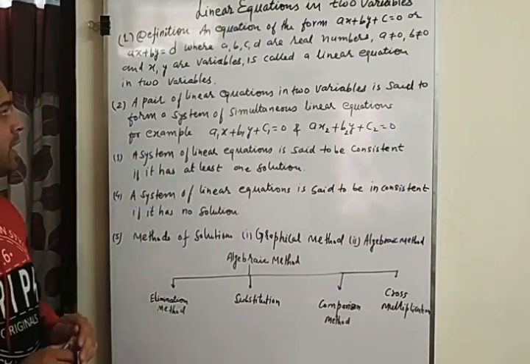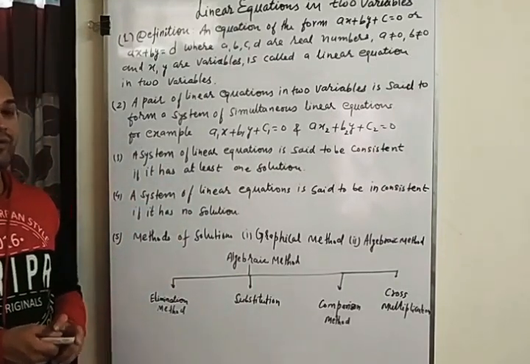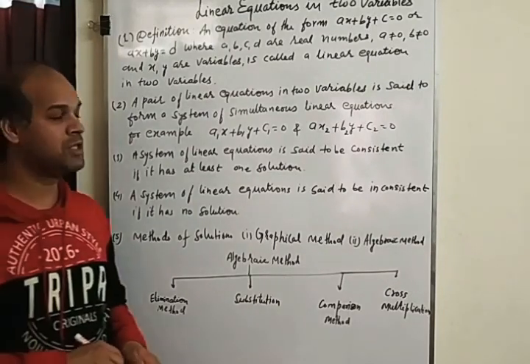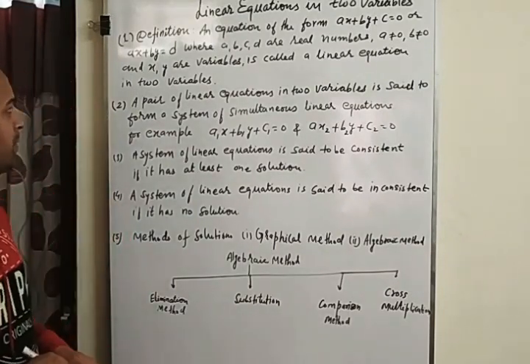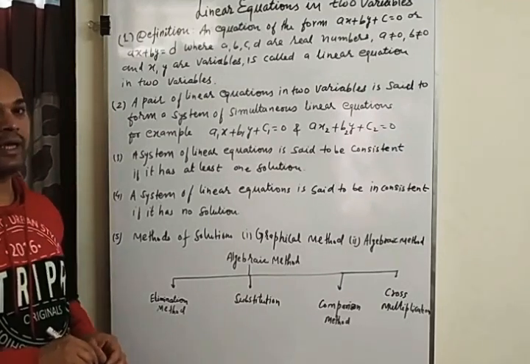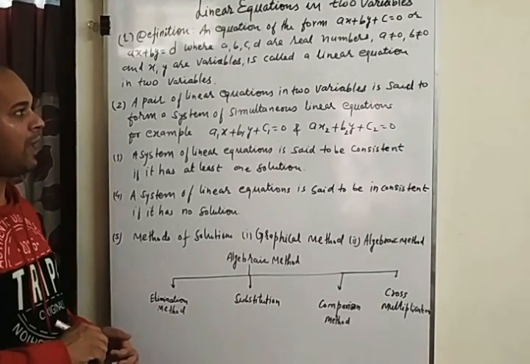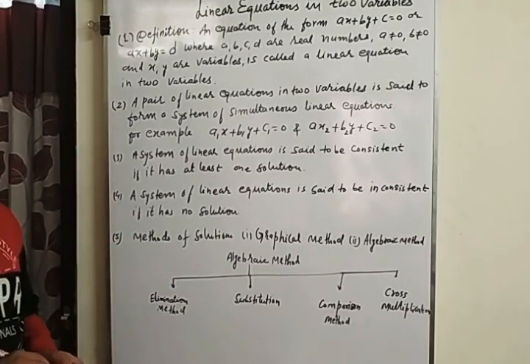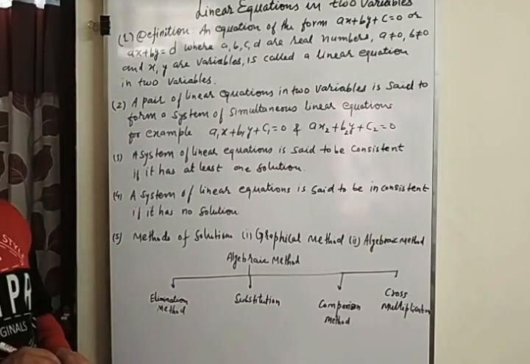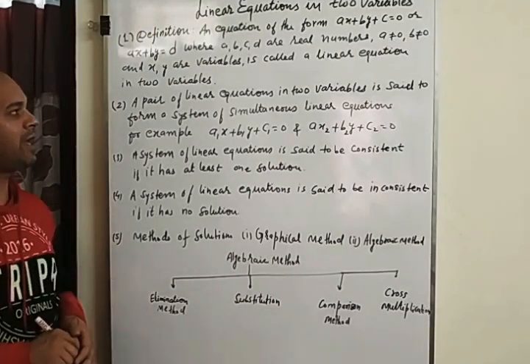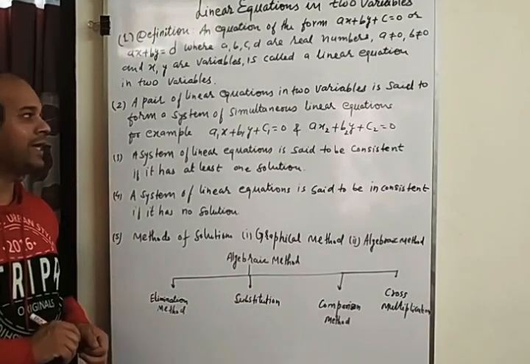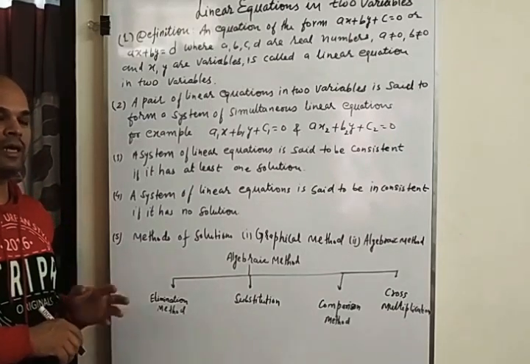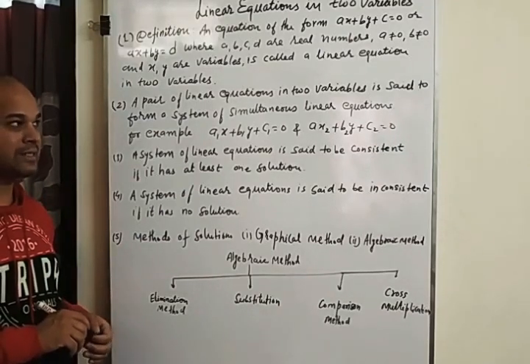First thing, as written on the board: an equation of the form ax plus by plus c equals 0, or ax plus by equals d, where a, b, c and d are real numbers, a is not equal to 0 and b is also not equal to 0, and x and y are variables, is called a linear equation in two variables, as you studied in last class, 9th class, chapter number 4.